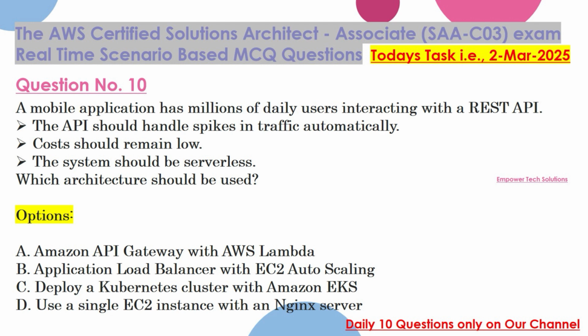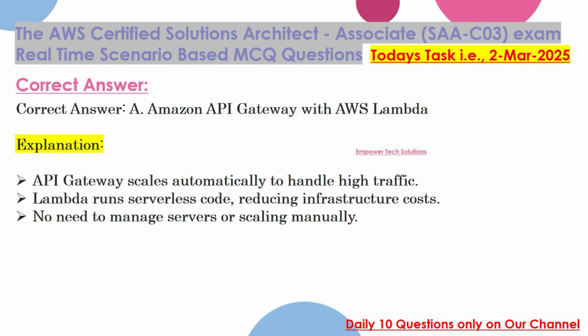Options: A. Amazon API Gateway with AWS Lambda. B. Application Load Balancer with EC2 auto-scaling. C. Deploy a Kubernetes cluster with Amazon EKS. D. Use a single EC2 instance with an Nginx server. Correct answer: A. Amazon API Gateway with AWS Lambda.